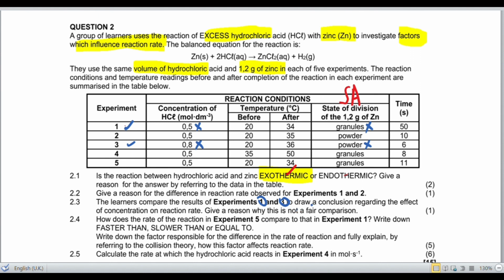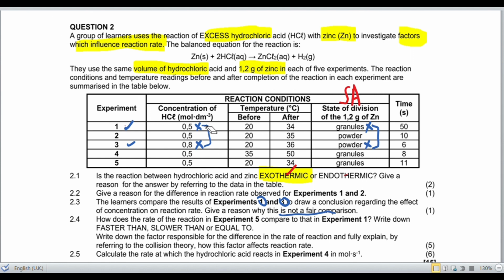Next, to draw a conclusion regarding the effect of concentration on the rate, give a reason why this is not a fair comparison. It is not a fair comparison because there are two independent variables. The concentration of experiments 1 and 3 is not the same, and the state of division is not the same. So there are two independent variables, which are the concentration of HCl and the state of division of zinc. So the comparison is not fair.